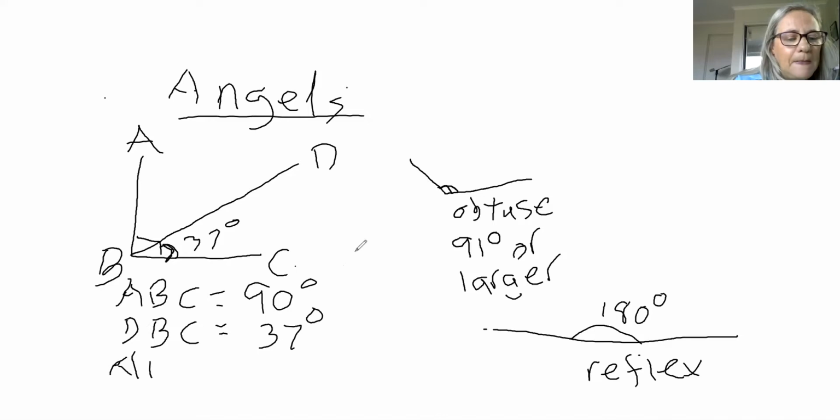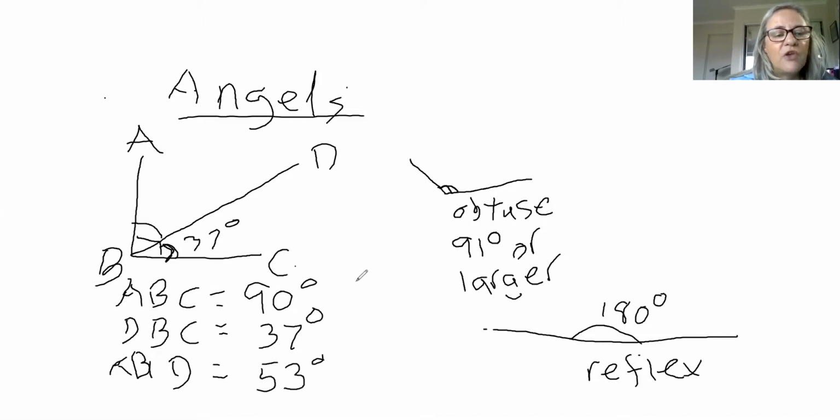So A, B, D is what we're looking for, right? A, B, D. We want to know what this area just between these two is, what the degrees of that one's going to be. All right, so what we do is we take 37 away from 90, all right? 37 away from 90 is going to be 53. So that means that this angle here, ABD, must be 53 degrees.